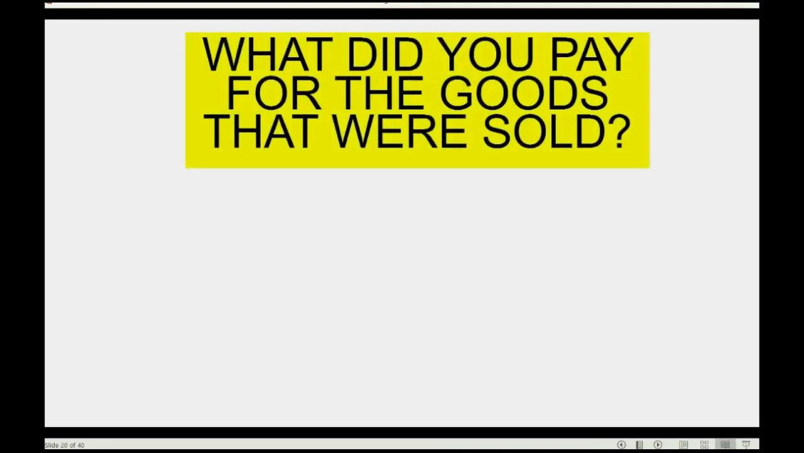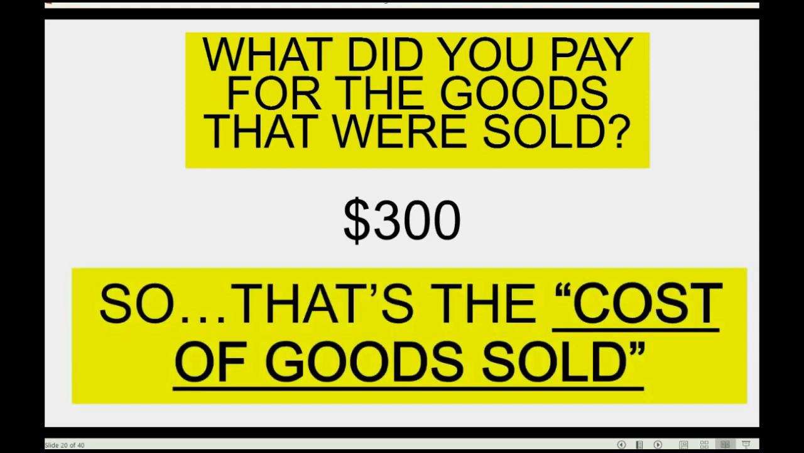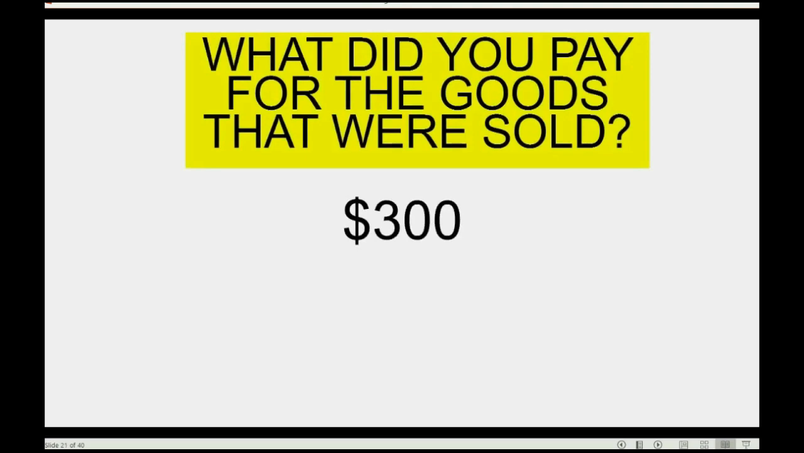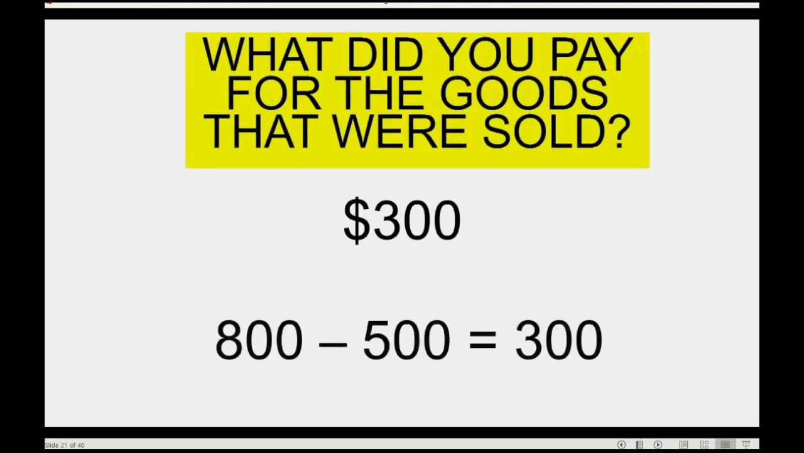Well, the result is what you paid for the goods that you sold and went out. So if in this example $300 worth of merchandise went out, then that's what we call the cost of goods sold. Because $300 is what we paid for what went out, because in this example $800 worth of merchandise is what we were able to sell.